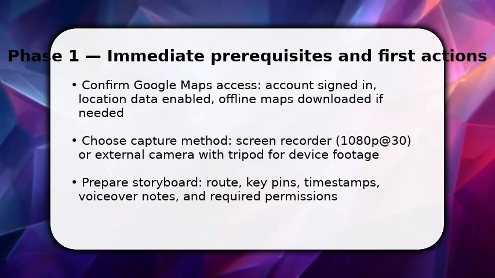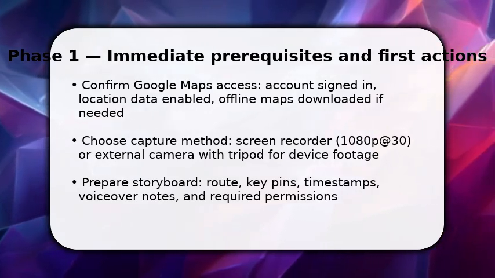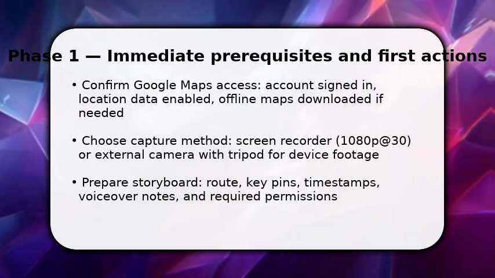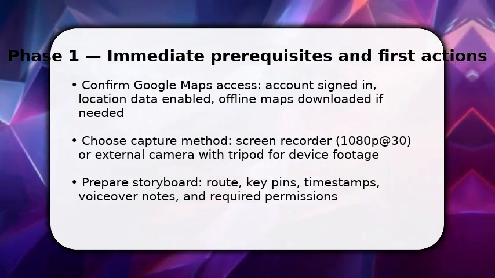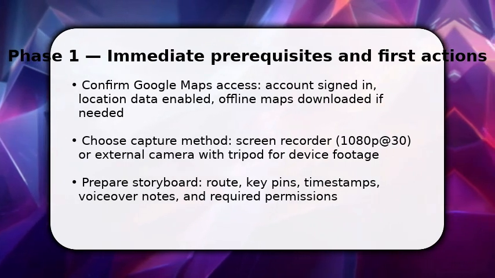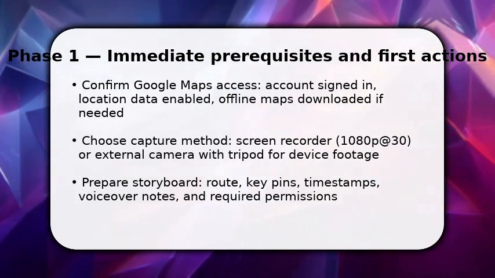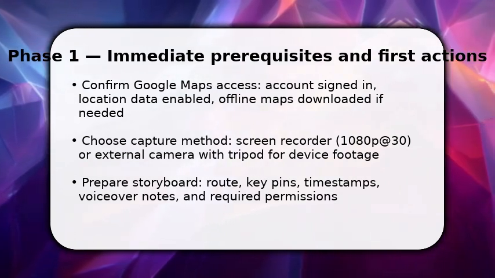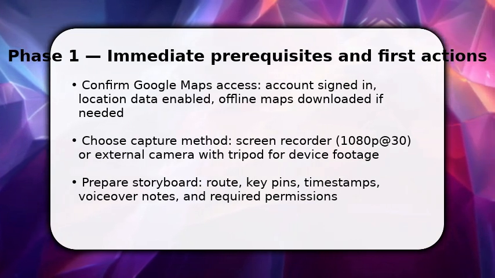Enjoy the video. You begin by preparing both tools and content. Sign into Google Maps, enable location, and choose whether you'll record the screen or film the device. Once chosen, set your recorder to 1080p at 30 fps for clear motion, and create a short storyboard that lists the route, pins, and timestamps so you stay efficient.